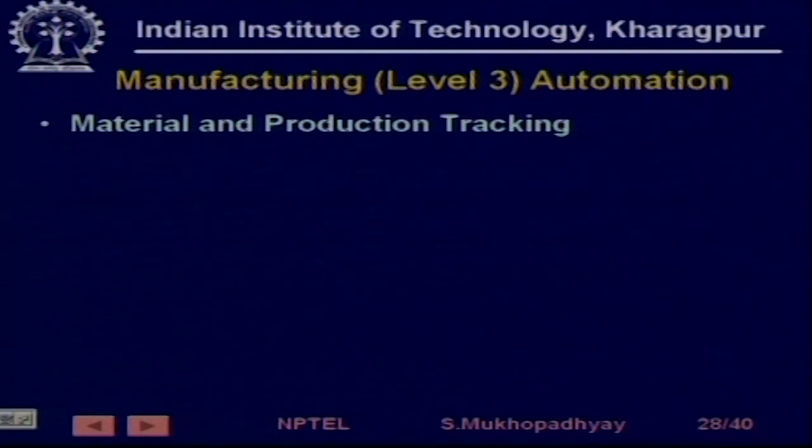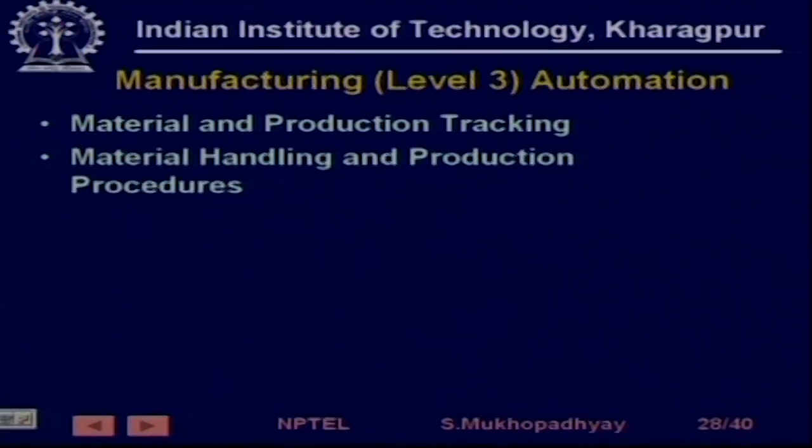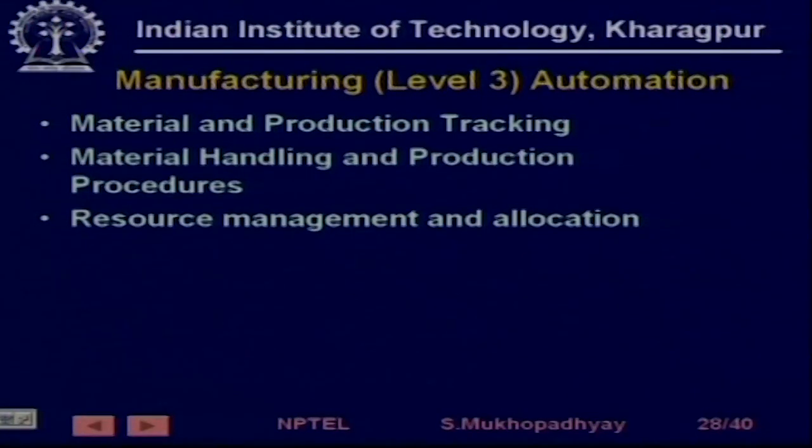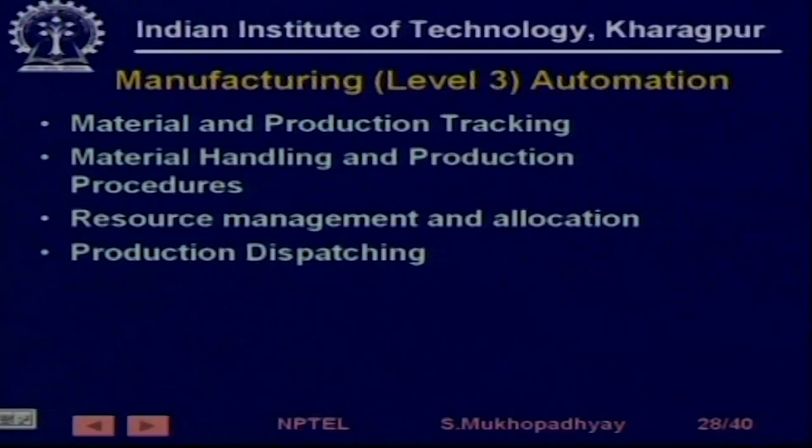Now we come to level 3 automation. Basic functions are material and production tracking, that is, how the production is actually taking place with respect to a certain order. Material handling and production procedures: how the material will move from one machine to another. What will be the sequence? First milling, then turning, then boring, or what? So, the actual production procedures, then resource management and allocation: how many machines you have, how many you are going to allocate to what batches and what orders. Production dispatching: finally, when you have determined them, dispatching these to the lower level for actual production.